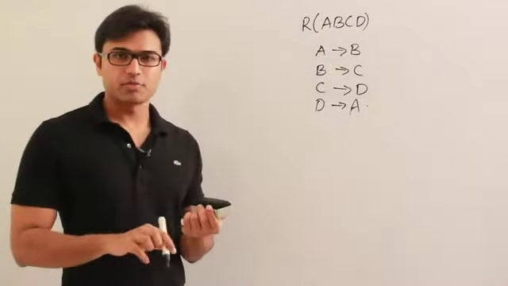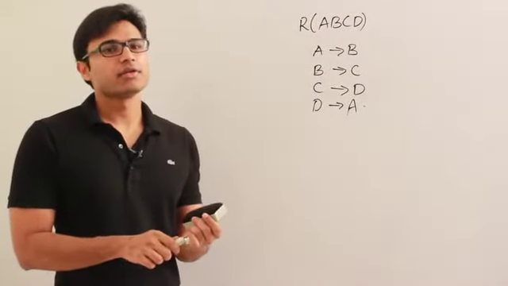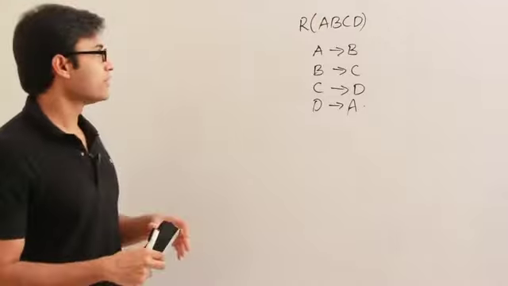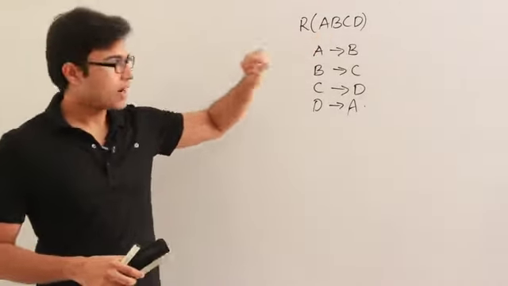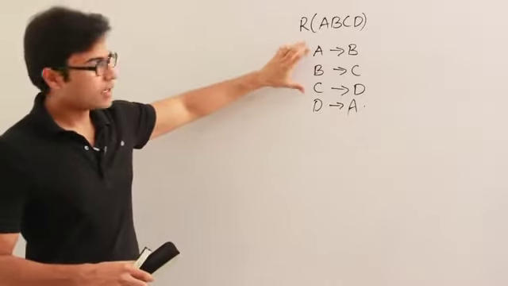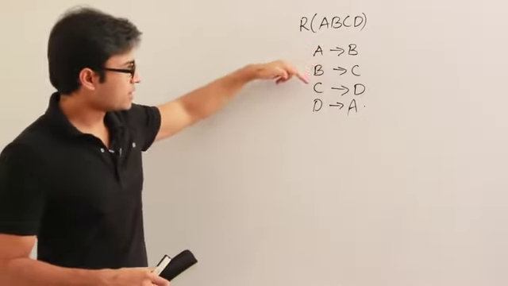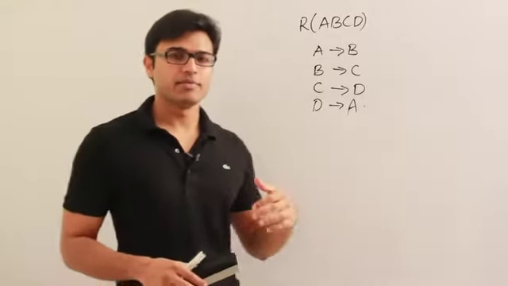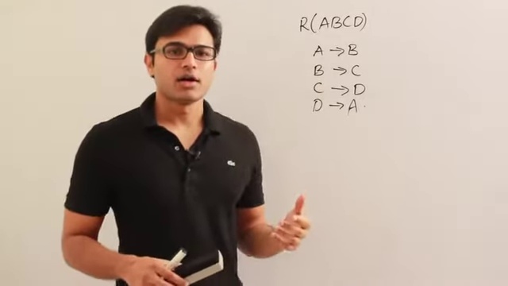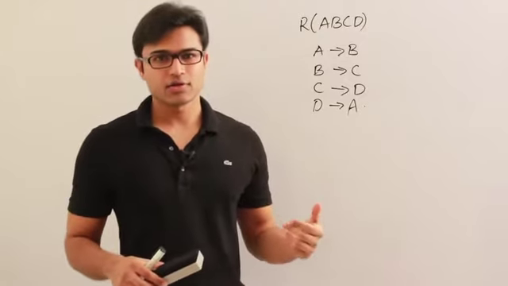Now using these closure properties, I want to find out the candidate key. Let us say this is the table. The table contains 4 attributes and these are the functional dependencies given: A determines B, B determines C, C determines D and D determines A. These are the functional dependencies. Now my aim is to find out what are all the candidate keys on this table.